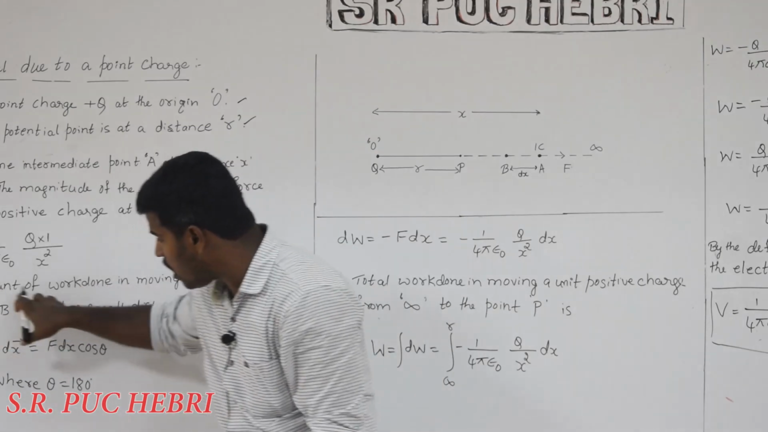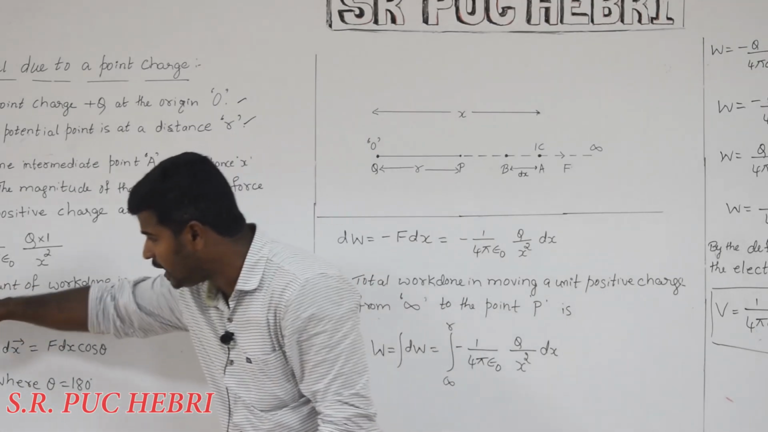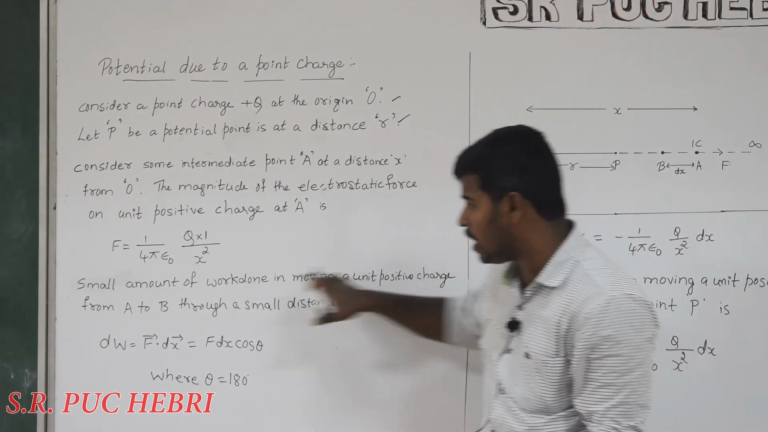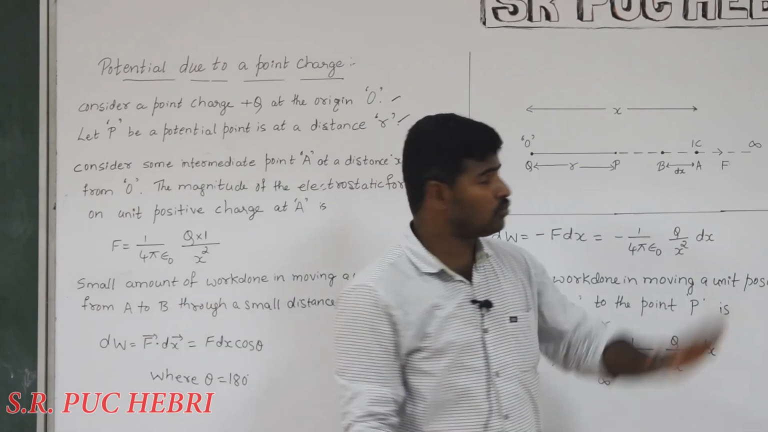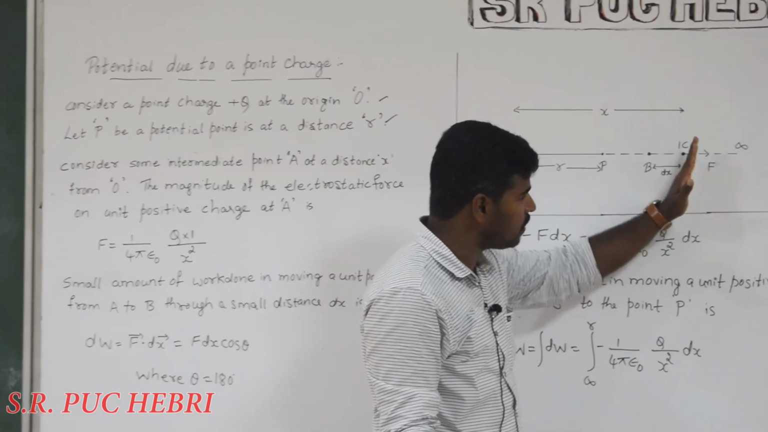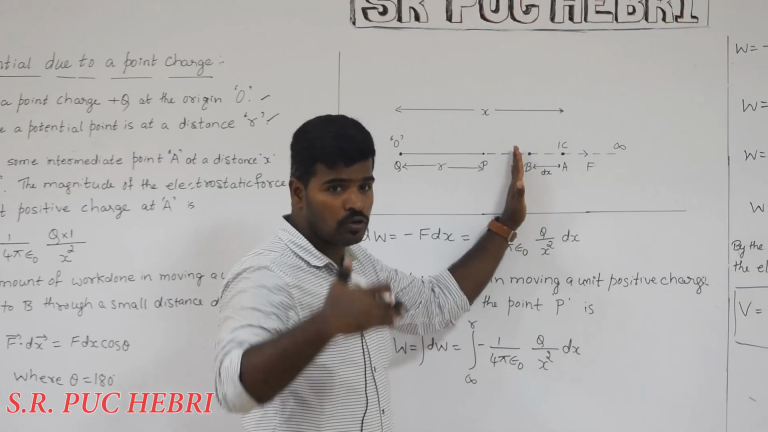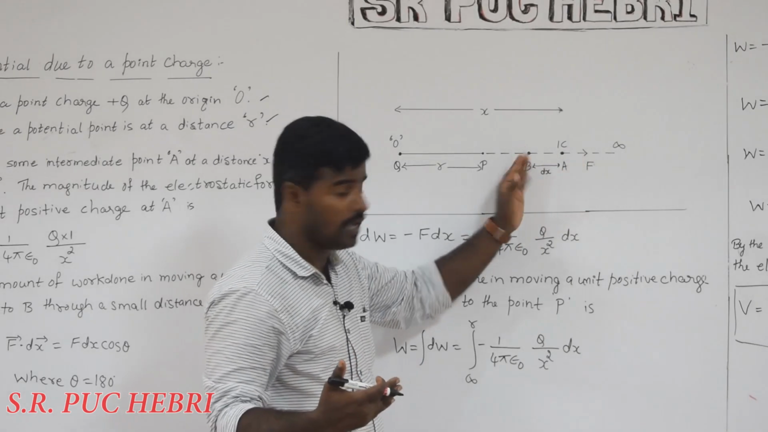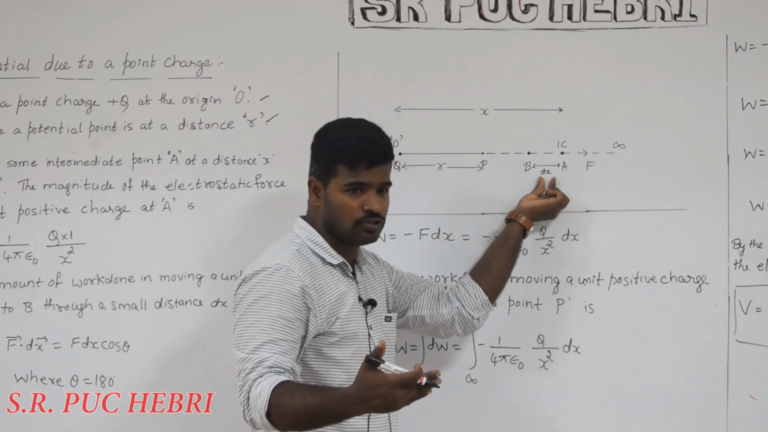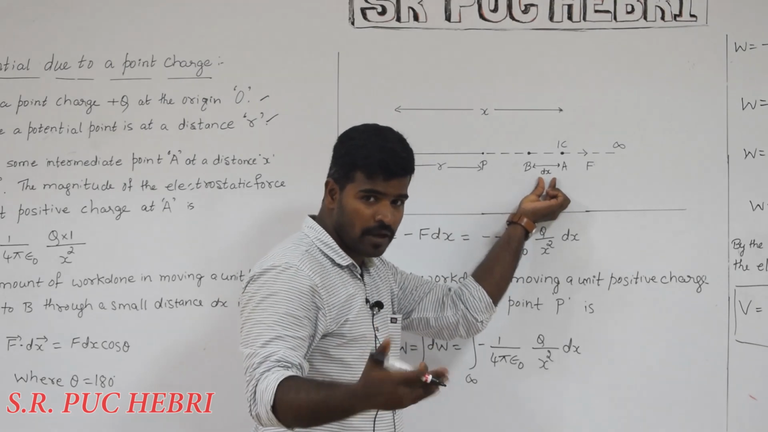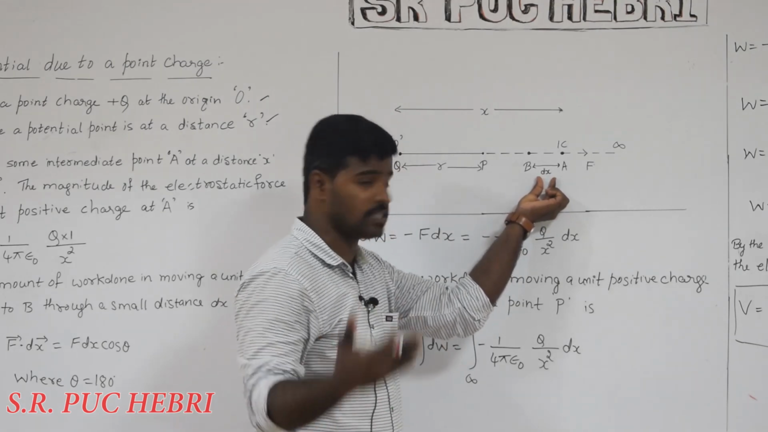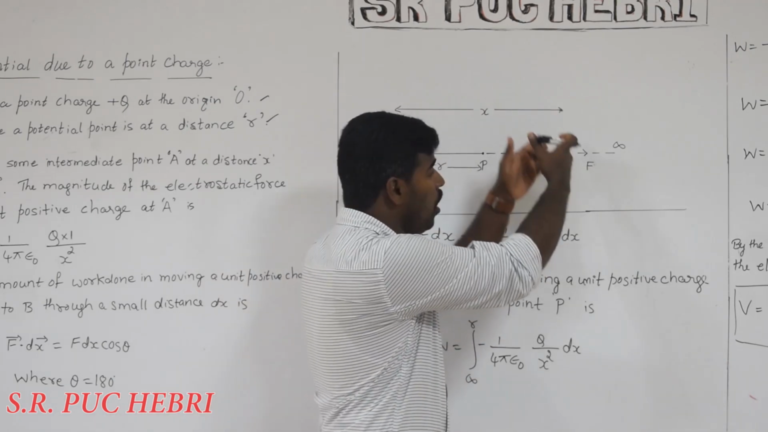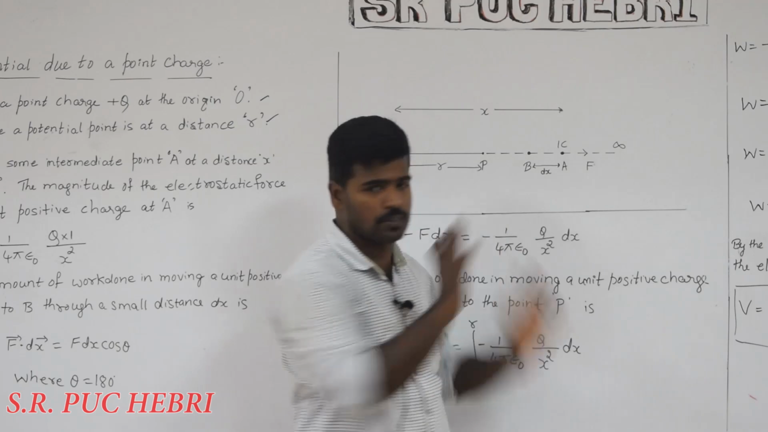Therefore the small amount of work done, see, here is the sentence: small amount of work done in moving a unit positive charge from A to B. 1 coulomb of charge that I bring from point A to B, through a distance, there is a displacement of the charge. It is independent of the path. I am not considering the path, and I am not considering acceleration either. Just using an external force, I have displaced 1 coulomb of charge from A to B.